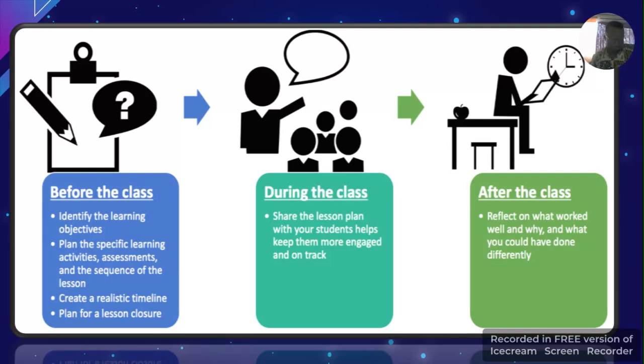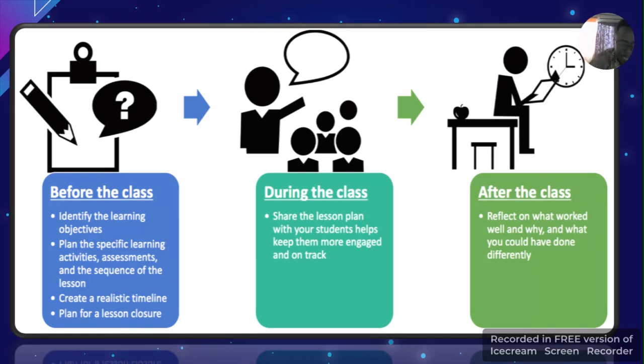So when you look at the diagram that I've presented on your screen, we are saying that before the class, what you have to do, during the class, what you must do, then after the class, what you need to do. Before the class, identify the learning objectives. You must have a goal and you must have objectives. Objectives are the smaller things you want to achieve, while goals are the broader things you want to achieve. So you are breaking the goal into smaller bits known as the objectives.